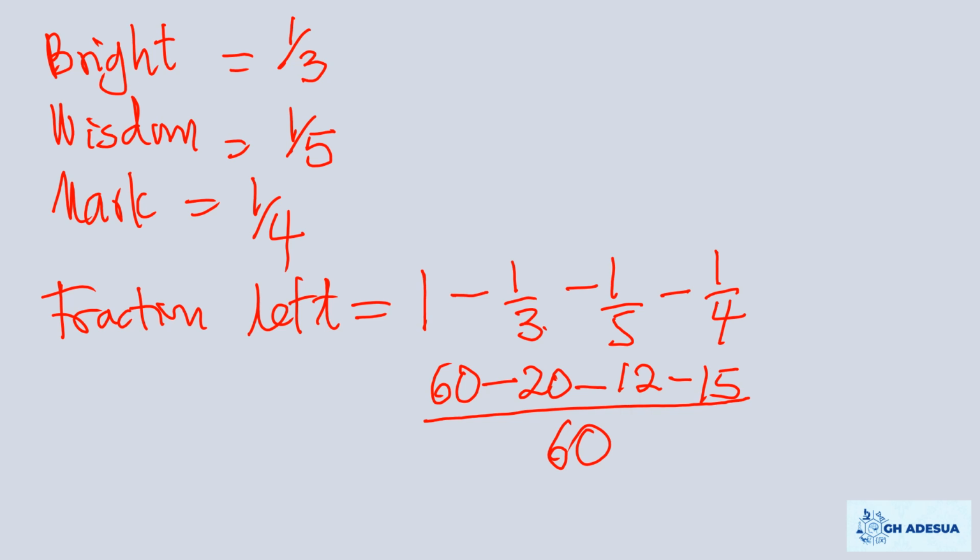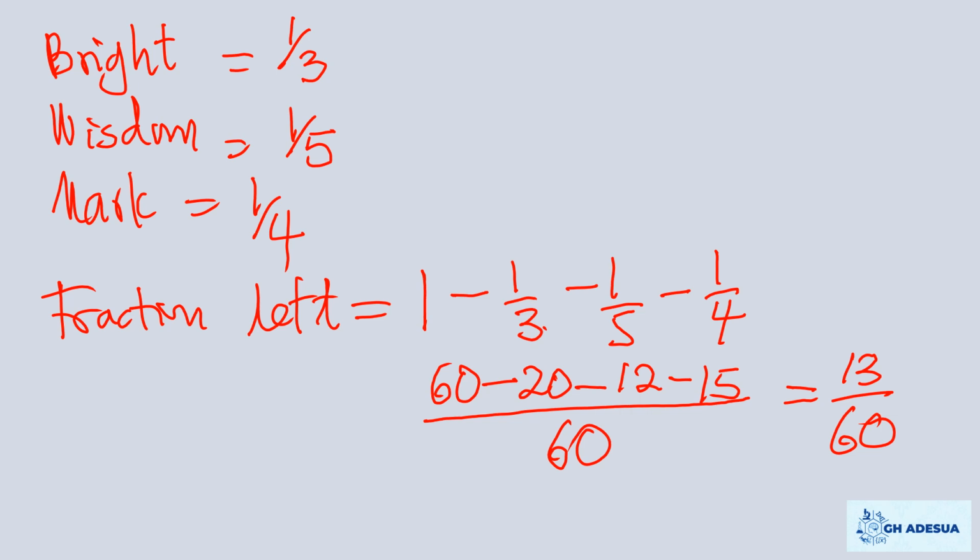Now let's do some mental math. 60 minus 20 is 40. Then 40 minus 12, that will be 28. Then 28 minus 15, that would be 13. So in effect, you would have 13 over 60 as the fraction of money that is left for them to get before they can start this business.